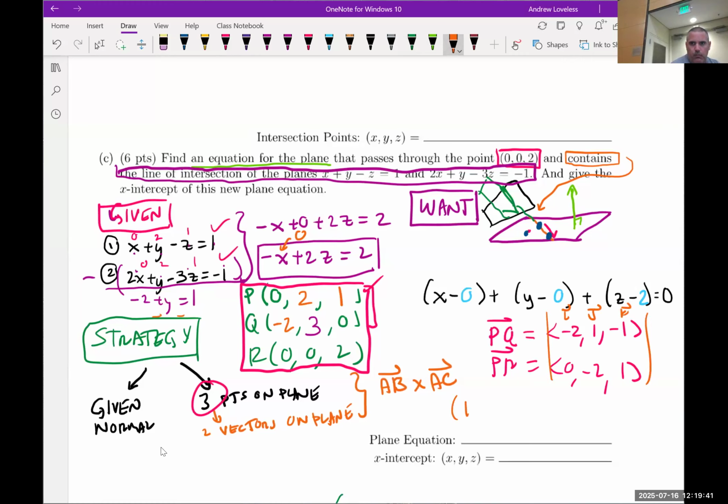So it's going to be 1 minus 2, negative 2 minus 0, 4 minus 0. So I'm getting negative 1, 2, 4. And again, I wouldn't trust myself, so I would check that it's perpendicular to this. 2, 2, and negative 4, that works. Negative 4 and 4, that works. So then I would type it in, negative x plus 2y.